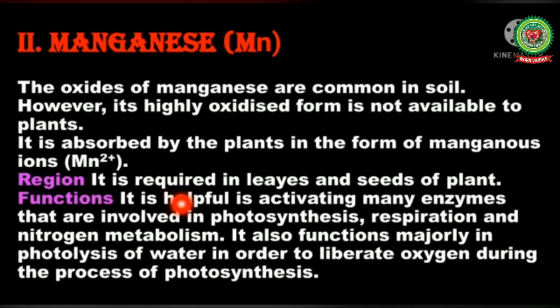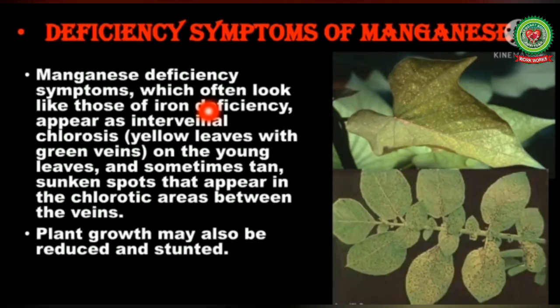If we talk about its function, it is helpful in activating many enzymes that are involved in photosynthesis, respiration, and nitrogen metabolism. It also has a major function in photolysis of water in order to liberate oxygen during the process of photosynthesis. Manganese deficiency symptoms look like iron deficiency symptoms. They appear as interveinal chlorosis on the young leaves and sometimes tan sunken spots appear in the chlorotic area between the veins. Plant growth may also be reduced and stunted.